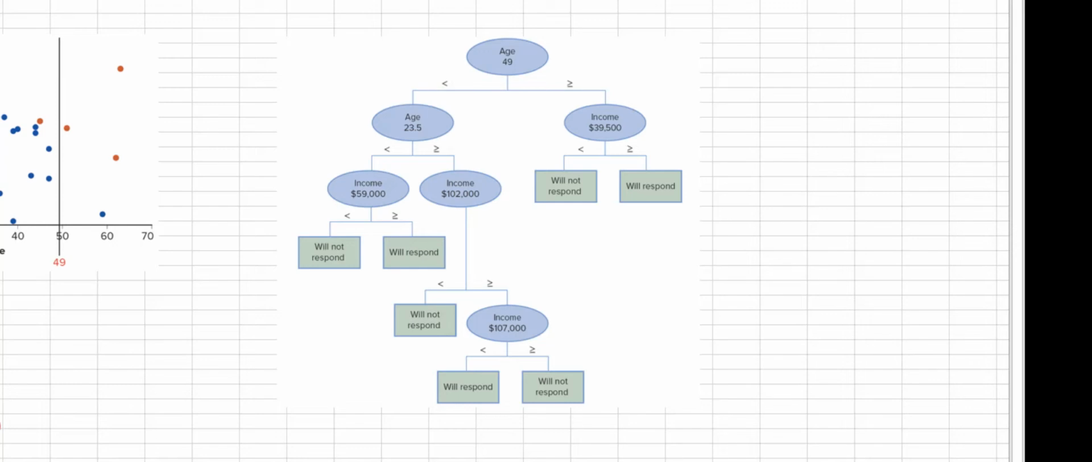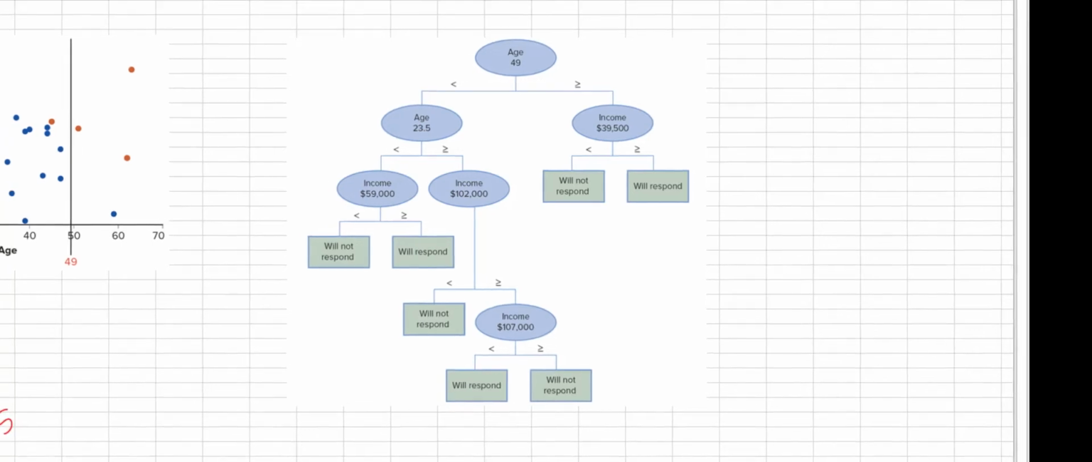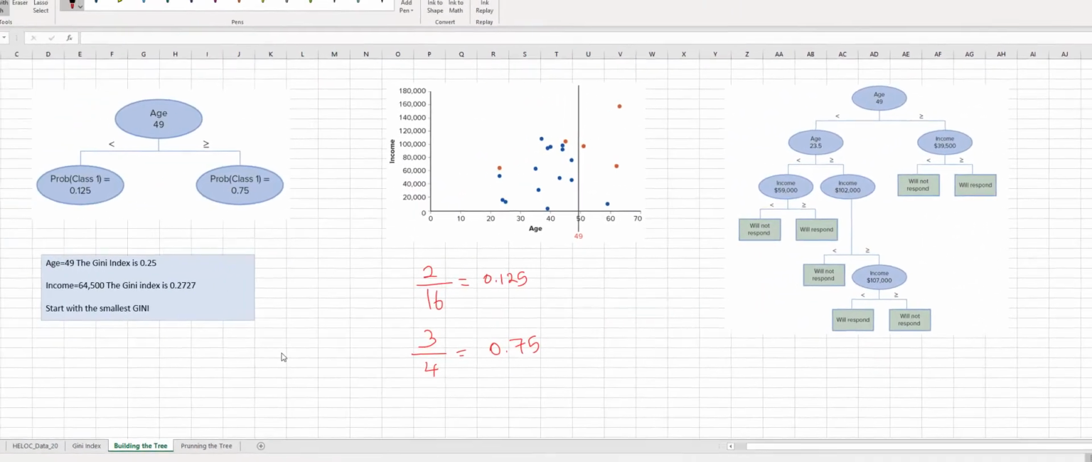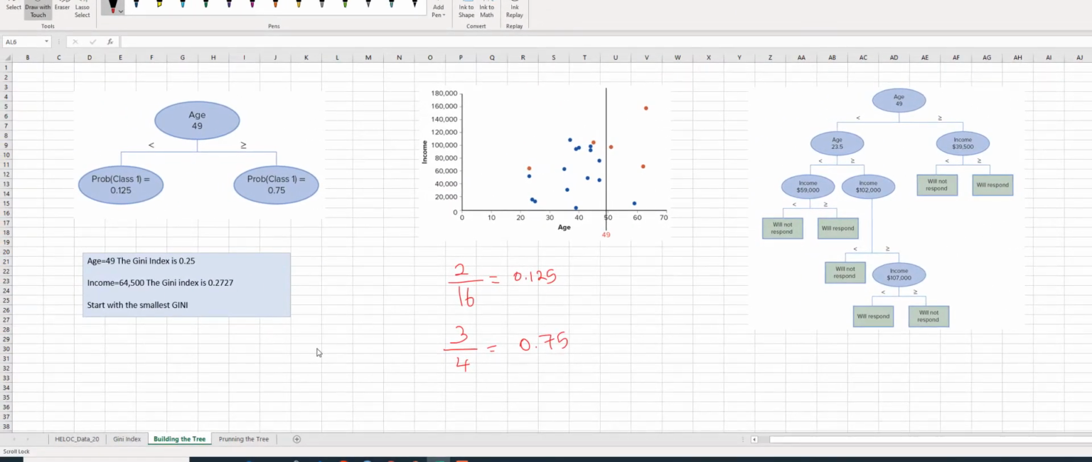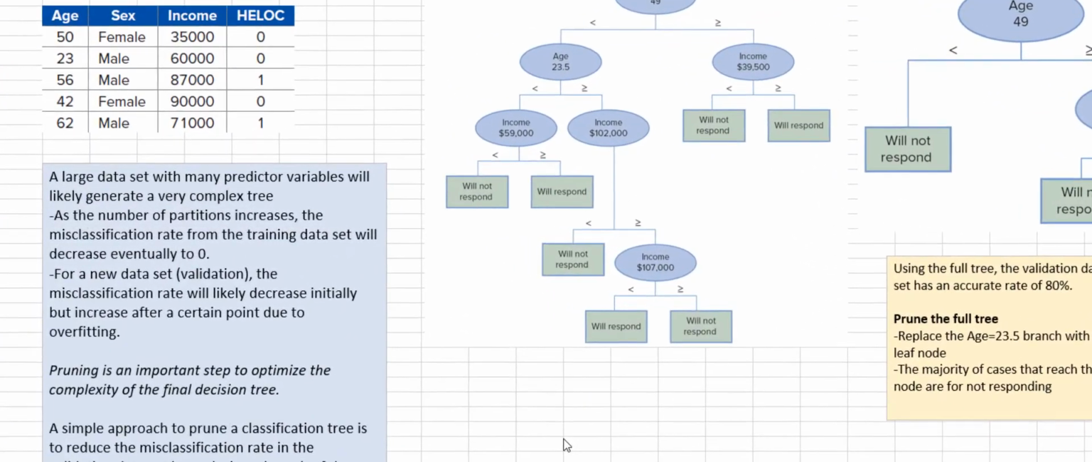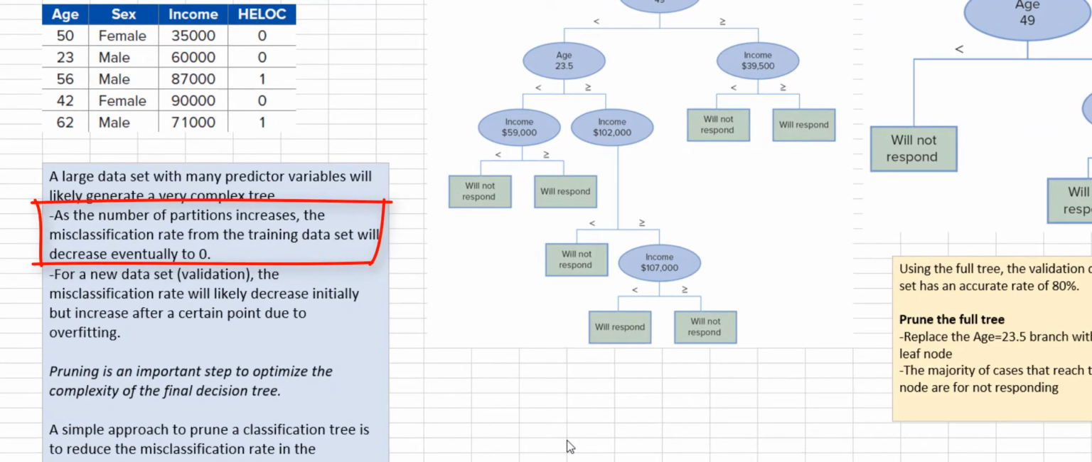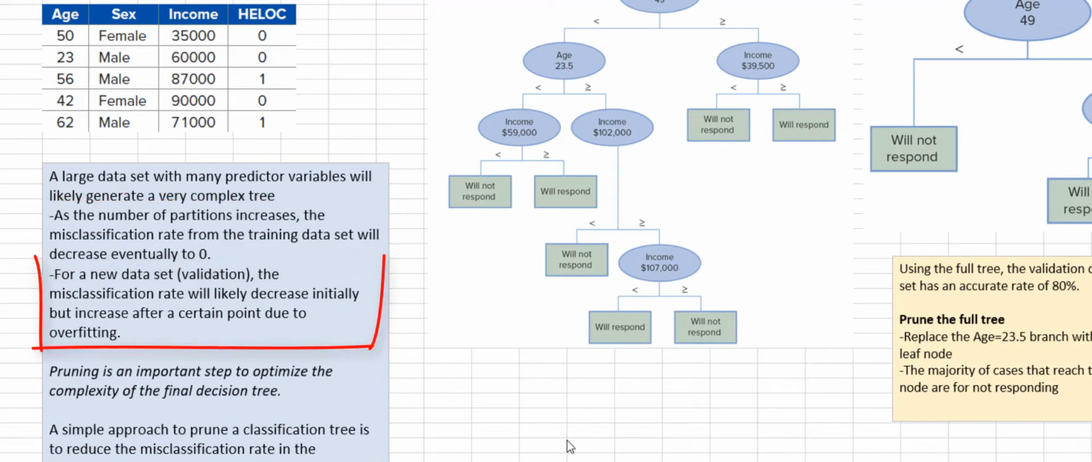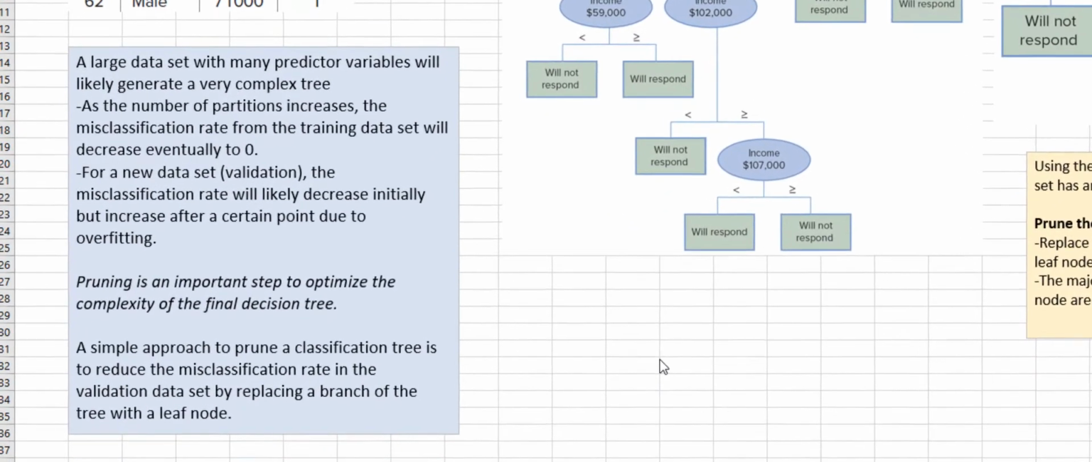While the classification tree produced in this example is relatively simple due to the fact that we use a small data set with only 20 observations and 2 predictor variables, age and income, a large data set with many predictor variables will likely generate a very complex tree with many levels of decision nodes. And as the number of partitions increases, the misclassification rate from the training data set will decrease eventually to 0. But for a new data set like validation, the misclassification rate first will decrease, but then increase after a certain point due to overfitting. So next I'm going to talk about pruning.